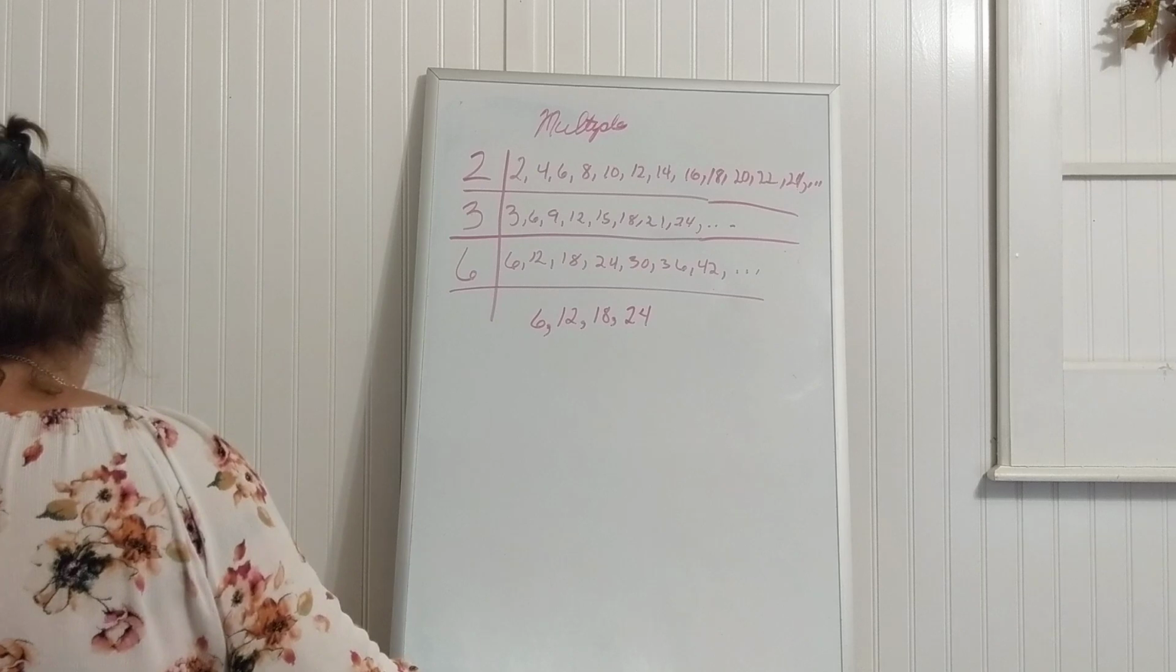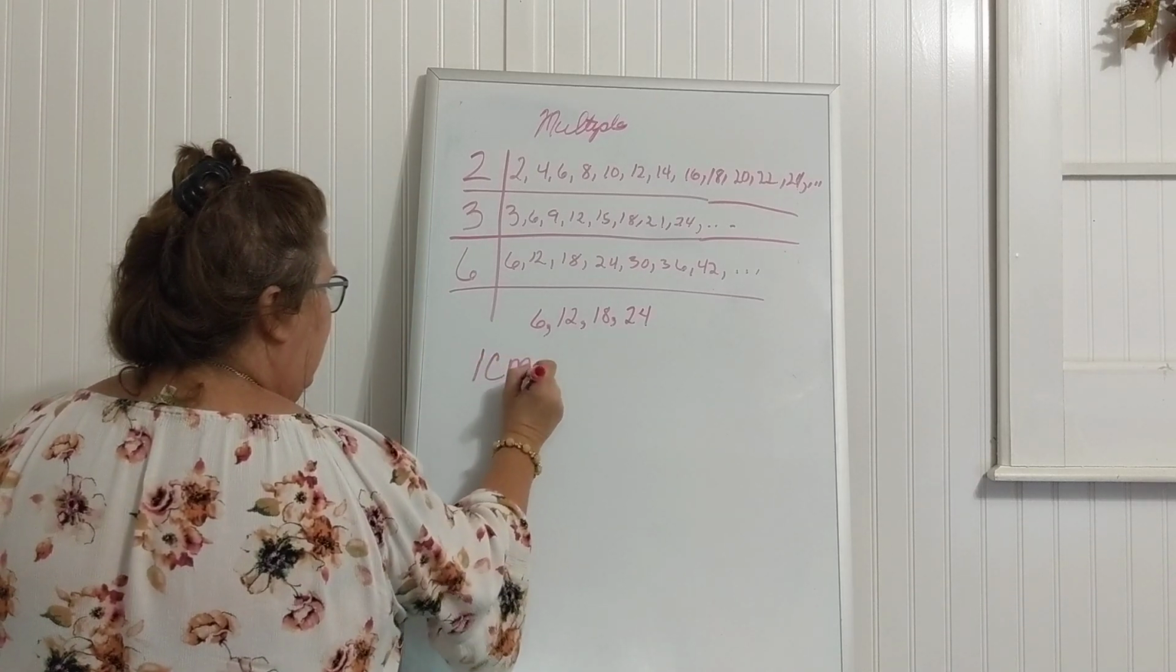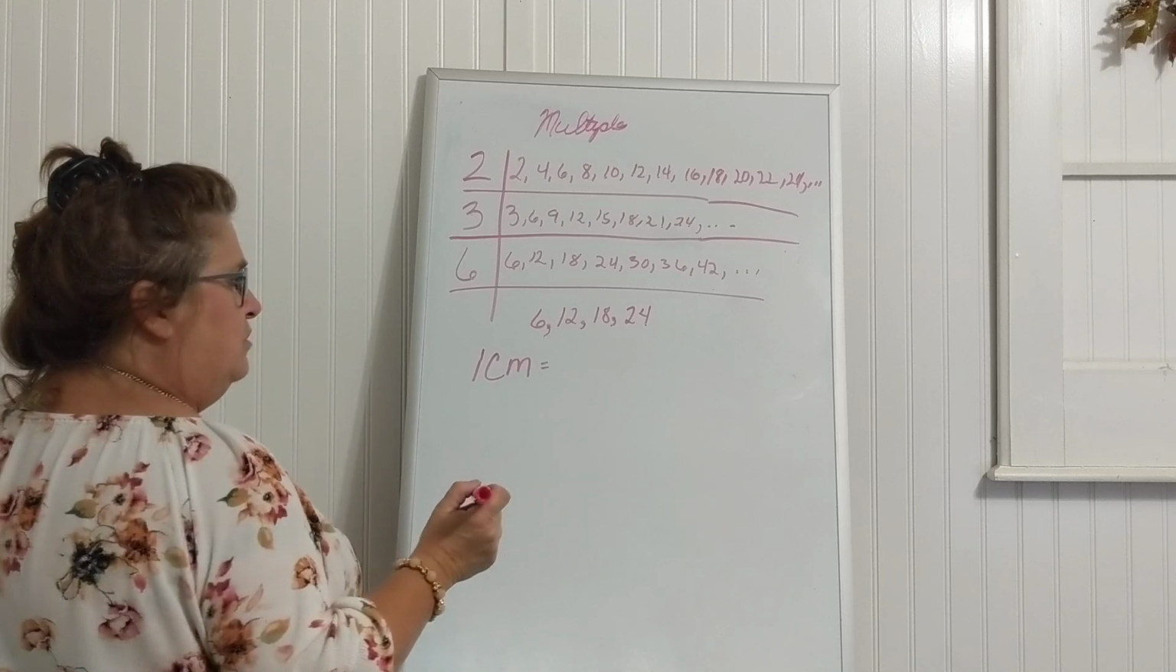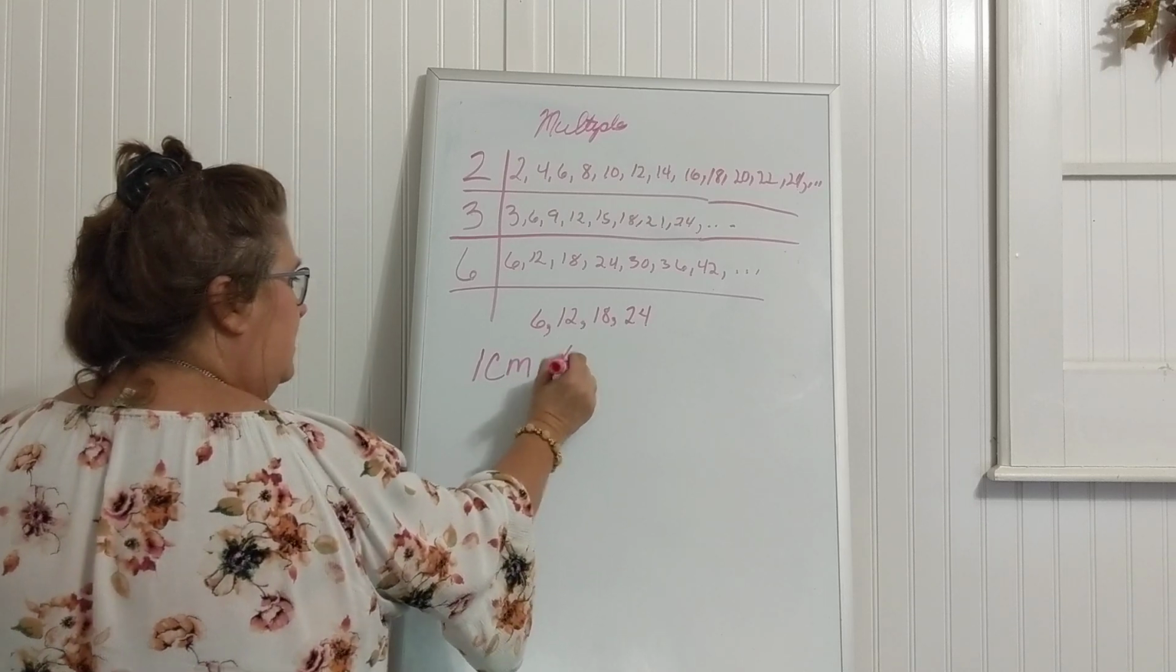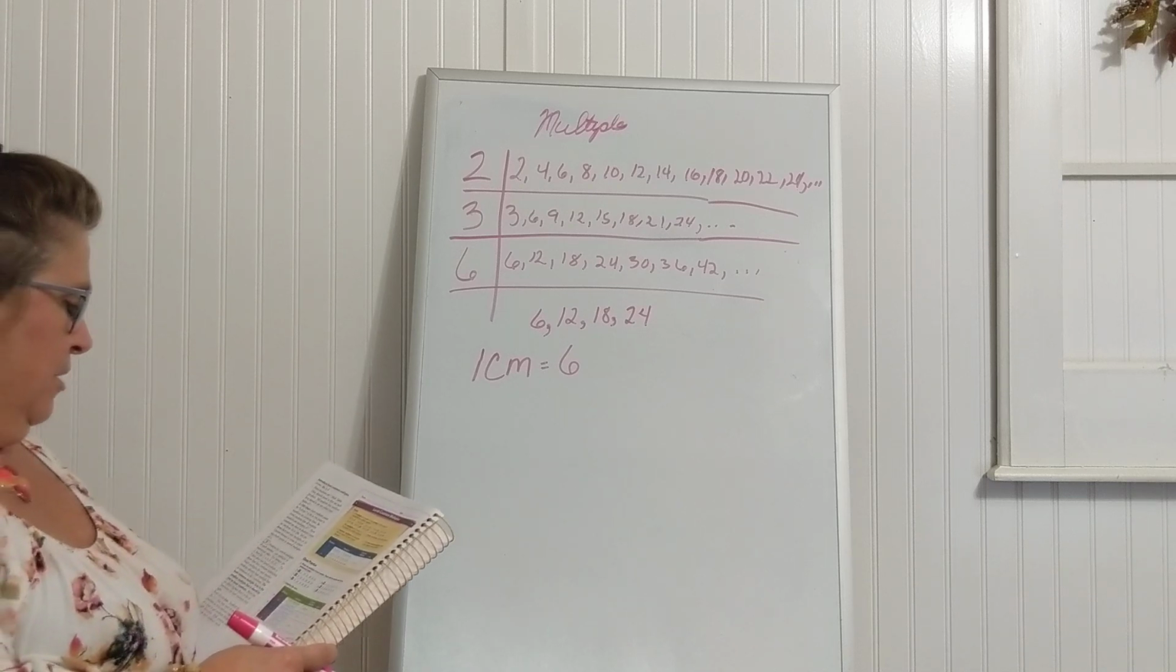Now to find my least common multiple, my LCM. What is my least common multiple? It is 6. 6 is my least common multiple.